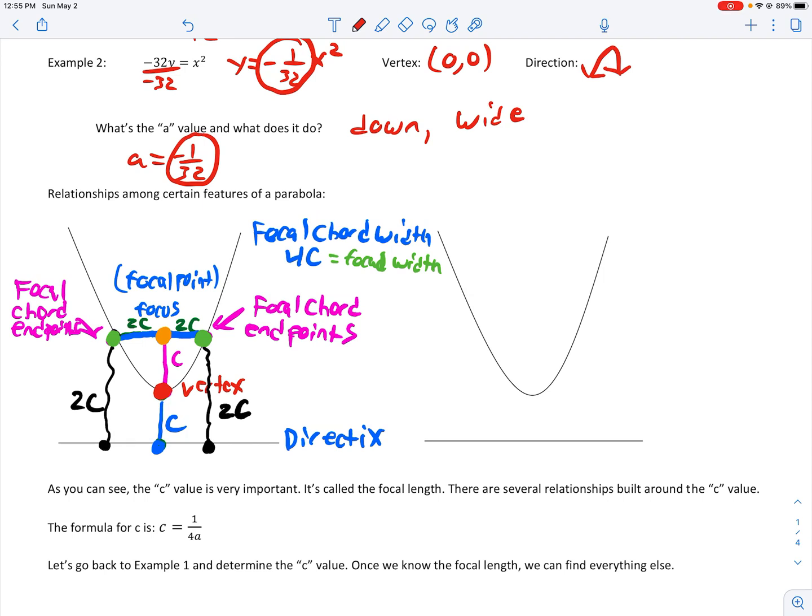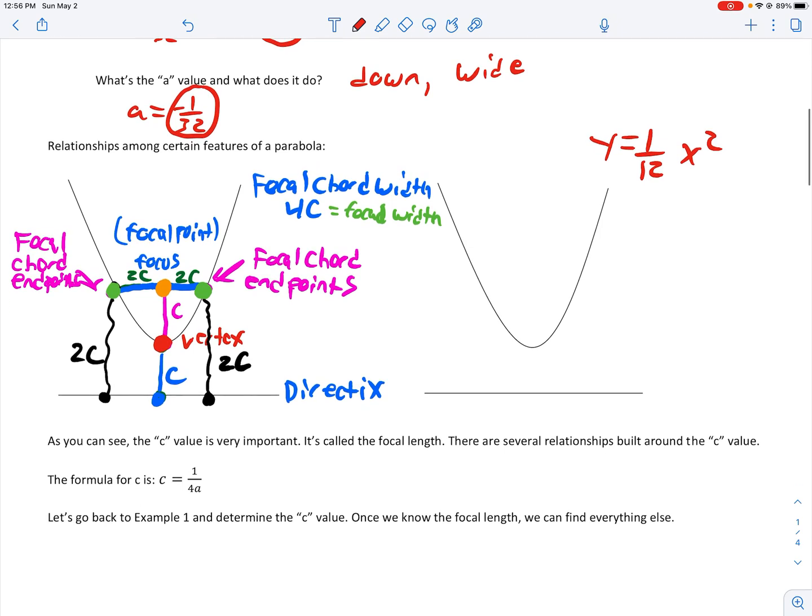So let's look at y equals 1 over 12 x squared and how that applies to what we just went over. You have your vertex here, at 0, 0. Hopefully as you're looking, you see that the c value is very important. It's called the focal length. So c is what we call the focal length.